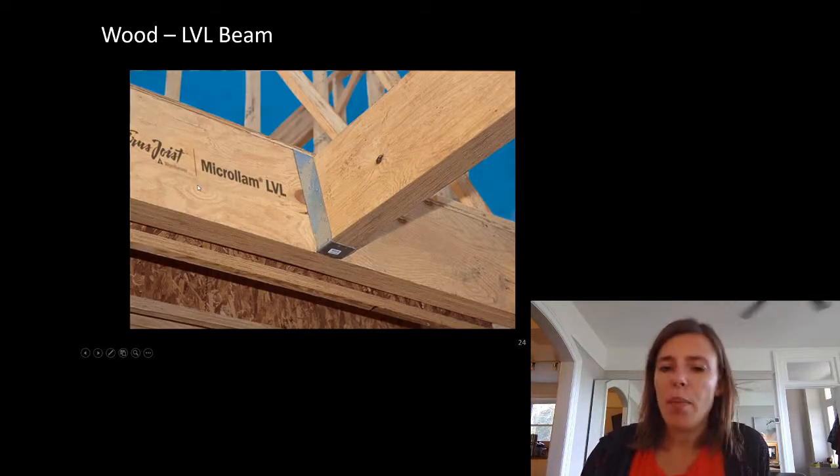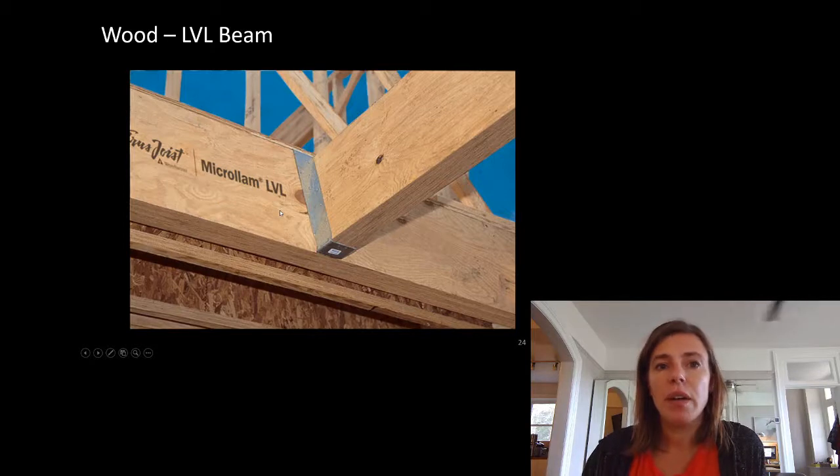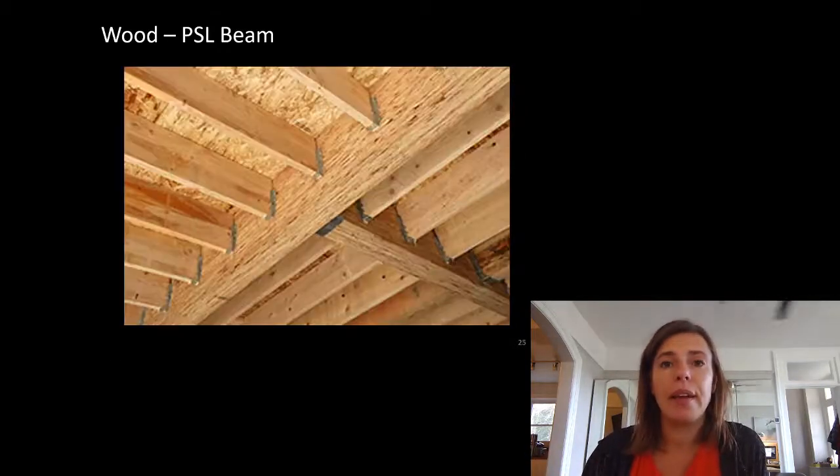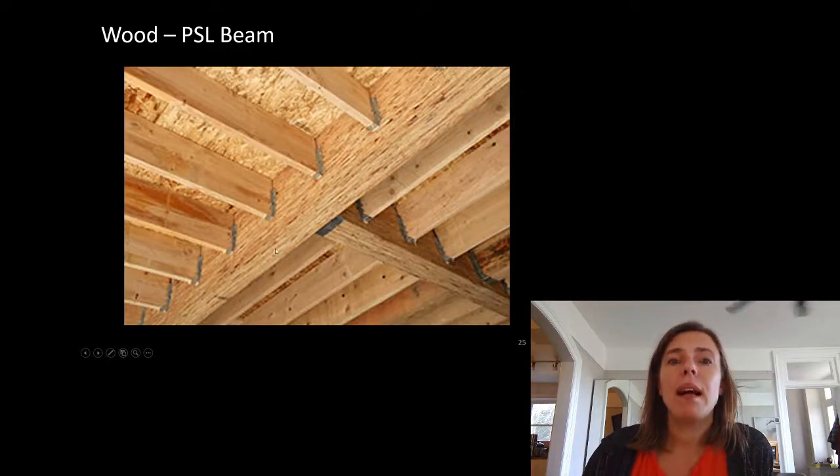LVL, we're going to talk about what LVL is, but now you'll see that it is essentially an engineered material of wood, so bits of wood glued together. We're going to look at that explicitly later. PSL, another type of engineered wood.